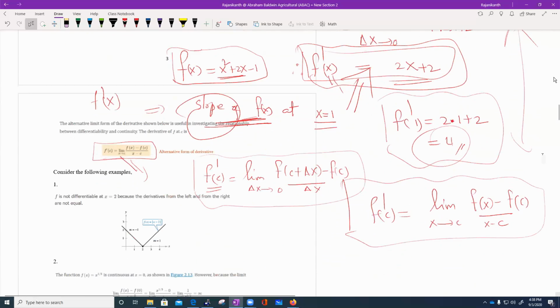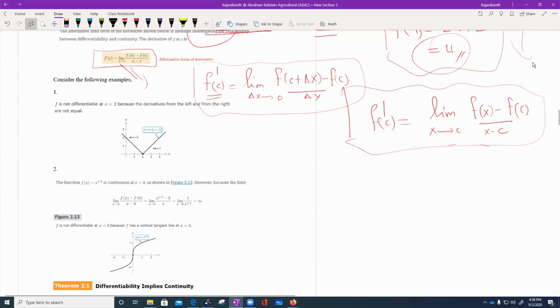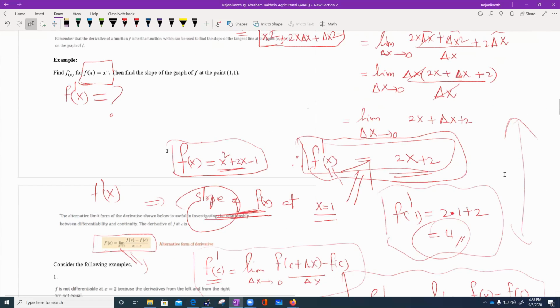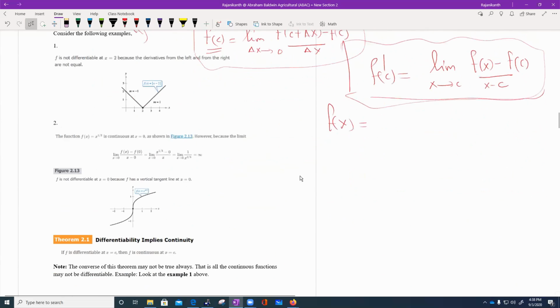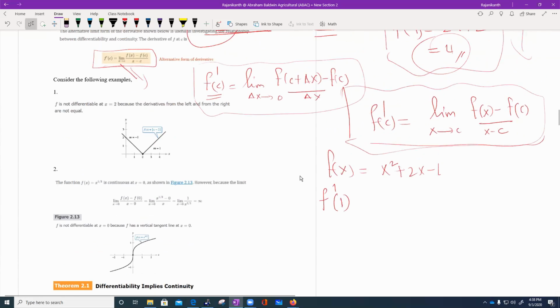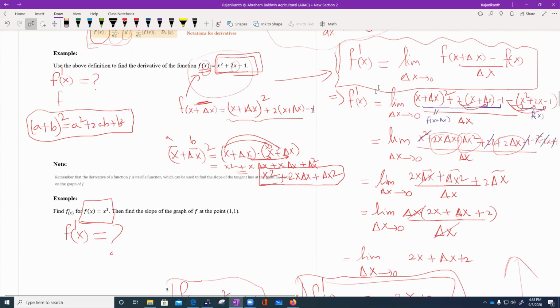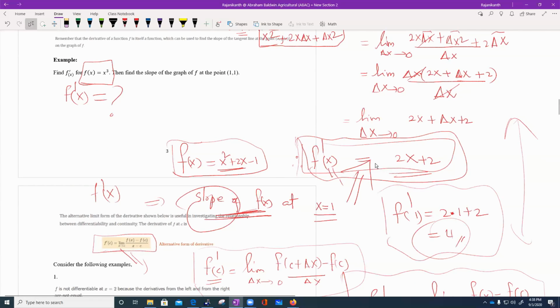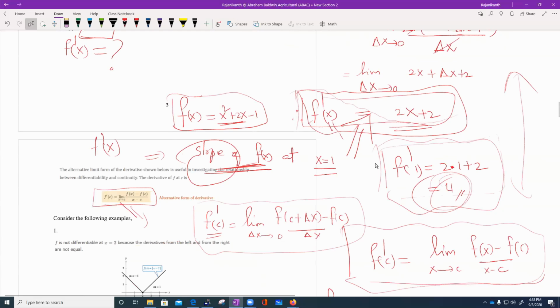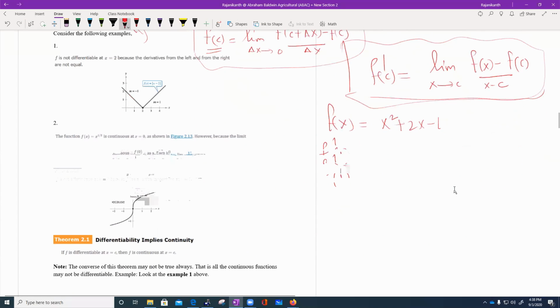So if you try to do the same question by using this formula, the given function was the previous function. I'm taking the same example. So if you are given the function x squared plus 2x minus 1, and I'm asking, could you find the slope at the given point 1? One way is, like we just did, finding f prime of x first, then plugging 1 into x. That is one way of finding the slope, and we got 4. But the second method is simply to use the alternate formula.